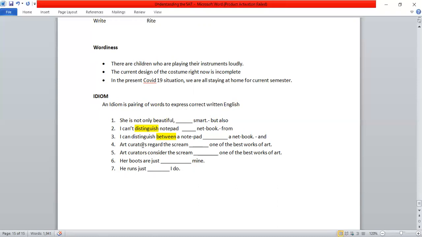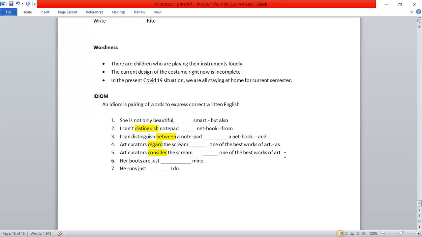Okay. Art curators regard the Scream dash one of the best works of art. The Scream is one of the best works, but then if you say is, you'll be like curators regard the Scream is. But if regard is used, you'll have to use the word that goes with it, which is as. Regard always goes with as. But if I change this regard to consider, if I say art curators consider the Scream as one of the best works, it will be incorrect. For all those who are thinking, no, it should not be as, it should be to be. Art curators consider the Scream to be one of the best works.